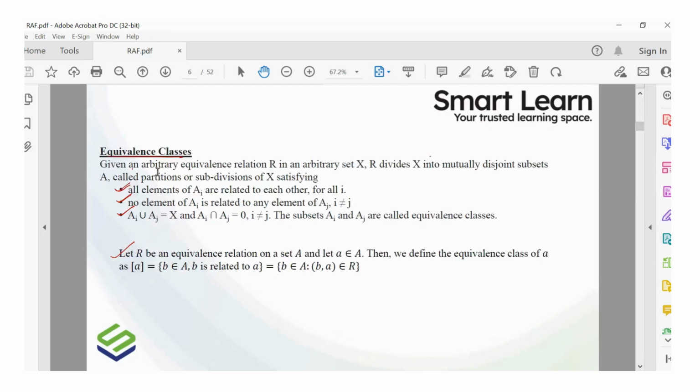Now, equivalence class. We have an equivalence relation. We are dividing X into mutually disjoint subsets called a partition. These three points are very important, children. All elements of Ai are related to each other. No element of Ai is related to any element of Aj. And Ai union Aj is X, that is our set. Ai intersection Aj equals empty set. The subsets Ai and Aj are called equivalence classes.